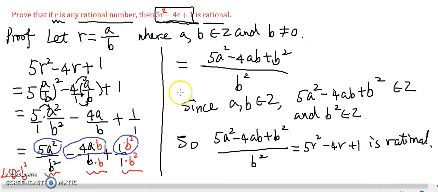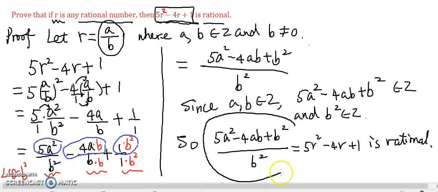So this proof uses the general form of a fraction a over b, and so it doesn't matter what kind of fraction it is. It doesn't matter what a is, what b is, and we can verify 5r squared minus 4r plus 1 is going to be a fraction.